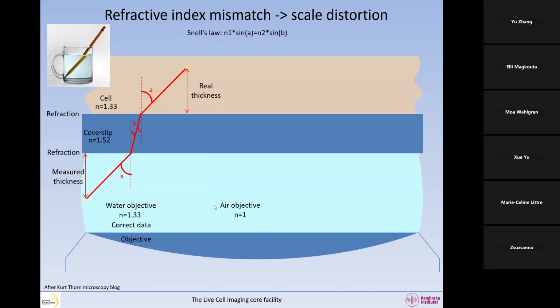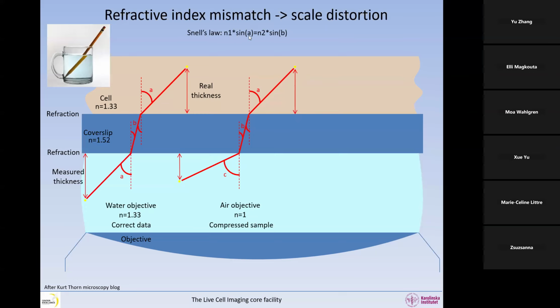Now, let's look at an air objective. What happens if here we have air instead of water? Now we have three refractive indices, so two interfaces. So now we have the same thing, the bead, the same thing exactly here, the same thing here through the cover slip. And now, because we have a higher refractive index here, the angle is bigger. And so this is the real distance between the fluorophore and the cover slip, but what we are measuring is lower, okay? So the sample is going to look like it's compressed.